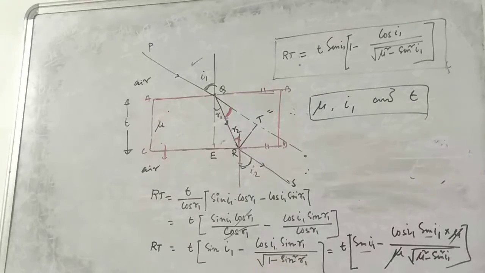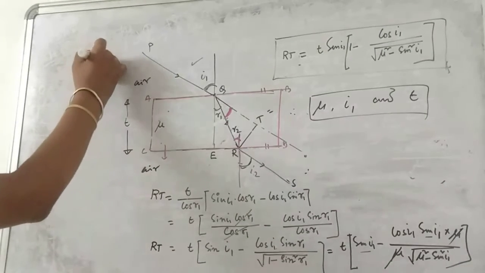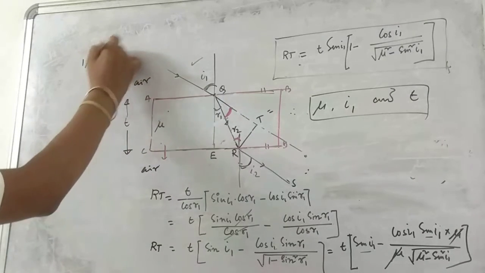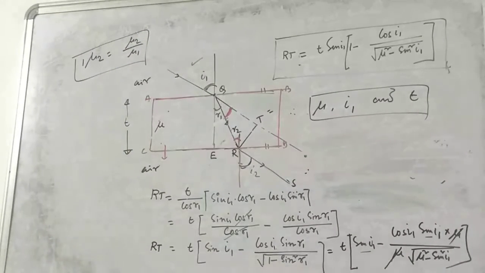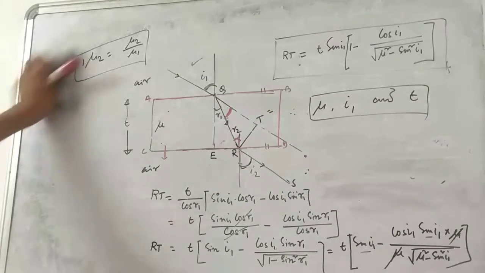Okay, we have already determined the formula that mu 2 with respect to 1 is nothing but mu 2 by mu 1. That means the relative refractive index is nothing but the ratio of the absolute refractive indices. We calculated this a while ago, but at that time we applied electromagnetic theory, the electromagnetic theory of light.